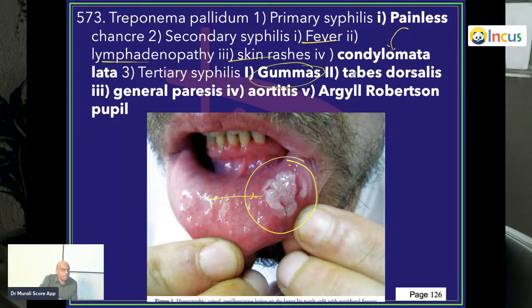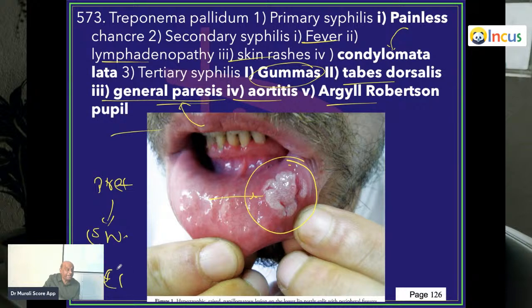Then tertiary syphilis leads to gummas, Argyll Robertson pupil, aortitis, general paresis, etc. Now tell me, doctor, Argyll Robertson pupil is because of the lesion of which nucleus? That is medial longitudinal fasciculus, internuclear ophthalmoplegia. That is a different story. Pretectal nucleus in the midbrain to Edinger-Westphal nucleus to ciliary ganglion to the sphincter pupillae. You forgot, doctor? Should not, doctor. Pretectal to Edinger-Westphal to ciliary ganglion to short ciliary nerves going to the sphincter pupillae.